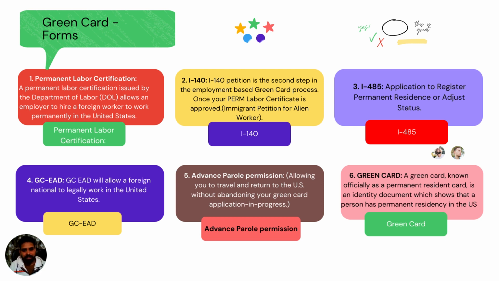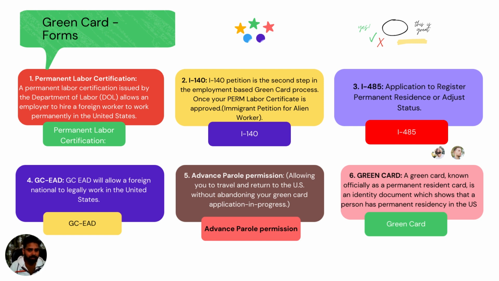And in the last, you will get a green card. It is also known as a permanent resident card. So it means you are a permanent resident of the United States. You cannot vote in the United States. Rest, you are a resident of the United States of America. I hope we are good with the forms and processing. Still, if you have any query, please comment.